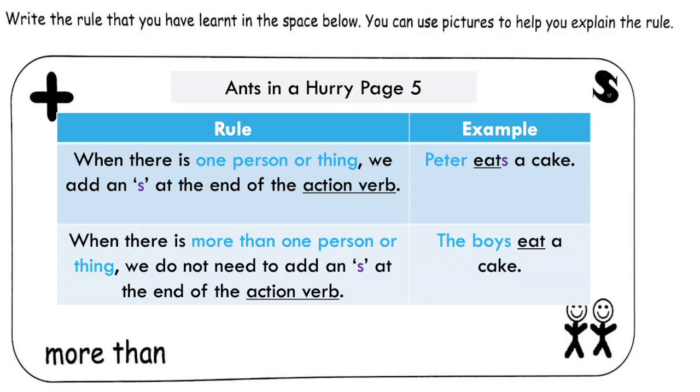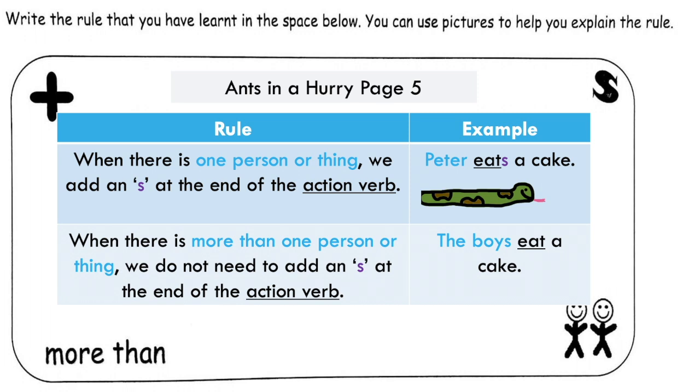For our last page, page 5, you need to write the rule that you have learned in the space below. You can use pictures to help you explain the rule. If you are not so sure what to write, you can copy down what I have on the screen here. So the rule that we learned is that when there is one person or thing, we add an S at the end of the action verb. For example, Peter, one person, eats a cake.